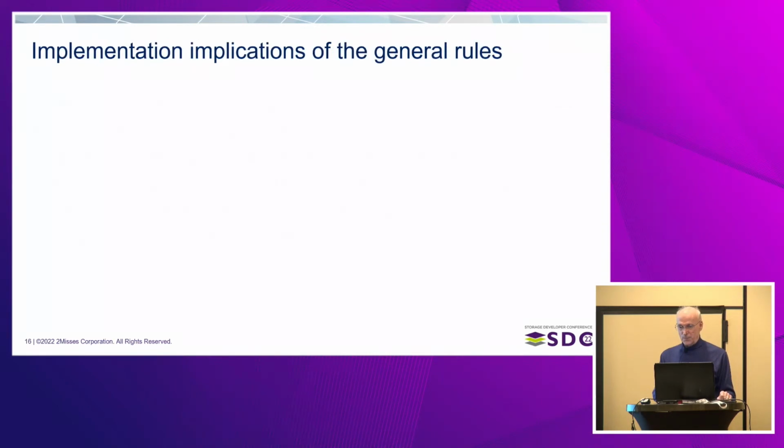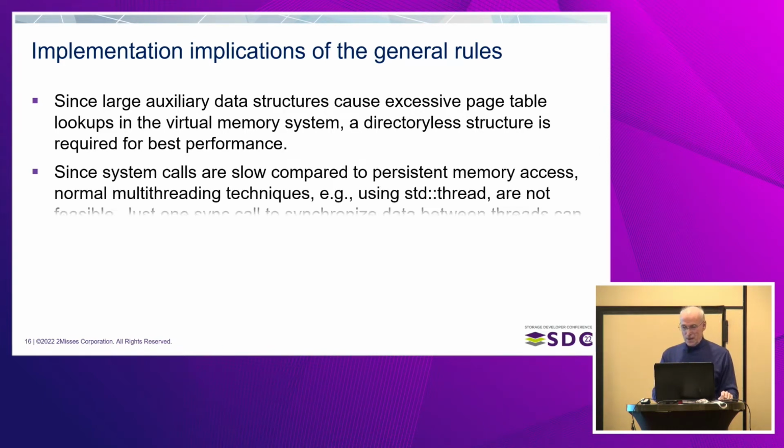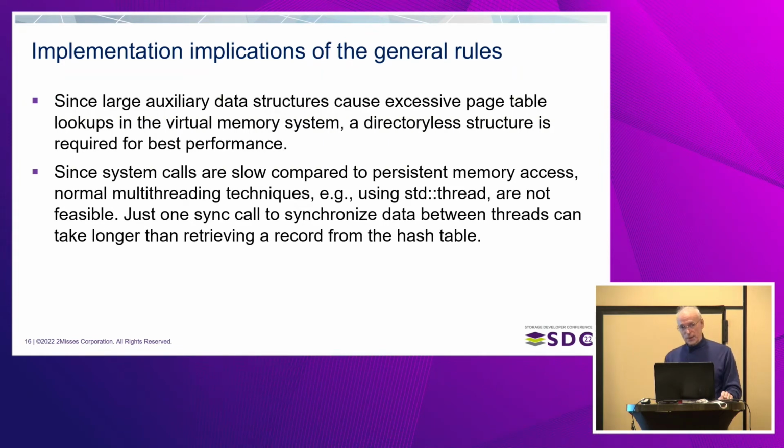I already discussed that. Now, those are nice rules, but what does that mean to the implementation? Since large auxiliary data structures can cause excessive page table lookups, you need a directory list structure for the hash table. Because you have a directory, you go to the directory index and you do something there, and then that tells you where the record is. Not good. You don't want to do that. And then you can't use normal multi-threading techniques like standard thread because that will take longer. I tried it. Every time I tried to do that, the program ended up being slower running on multiple threads than it was single thread. So that's not going to work.